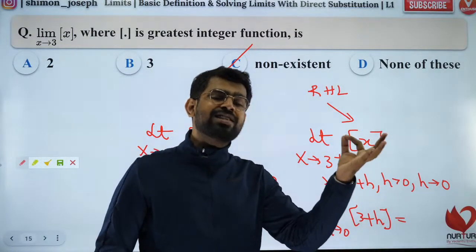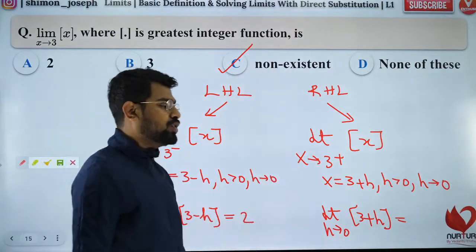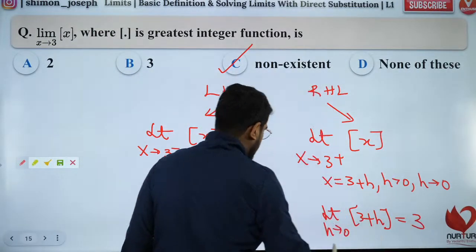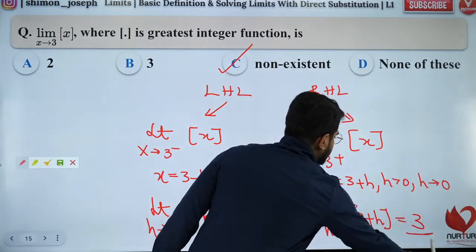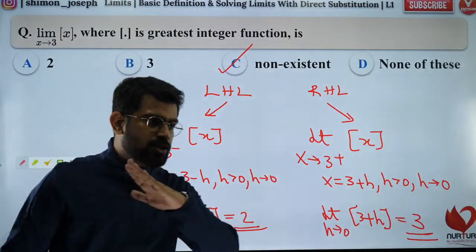So it will become 3.000001. So box of that will be 3. So LHL is 2, RHL is 3. So your limit does not exist.